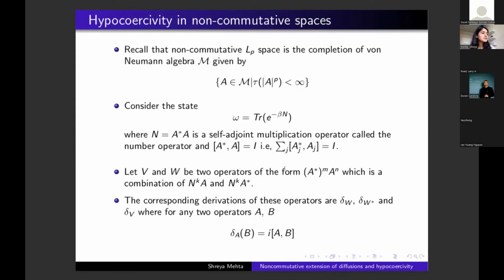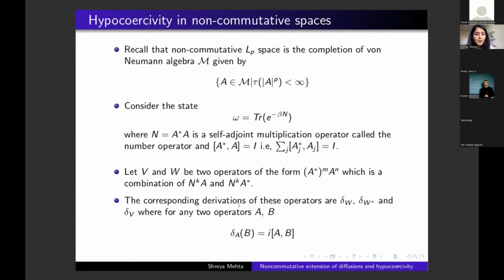So now we discuss the non-commutative framework for hypercoercivity. We recall that the non-commutative Lp space is the completion of this von Neumann algebra, which is given by the space of operators such that the trace of the modulus of A to the power p is finite. And in this case, again, we consider the state to be the trace of e to the power minus beta N, where N is the number operator. And we take V and W to be two operators of arbitrary powers of A* and A.